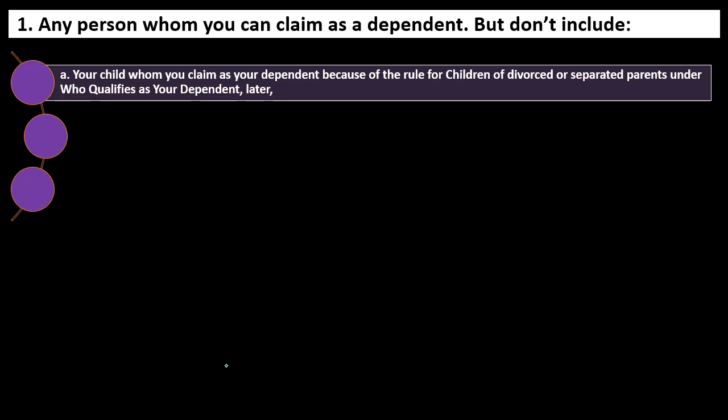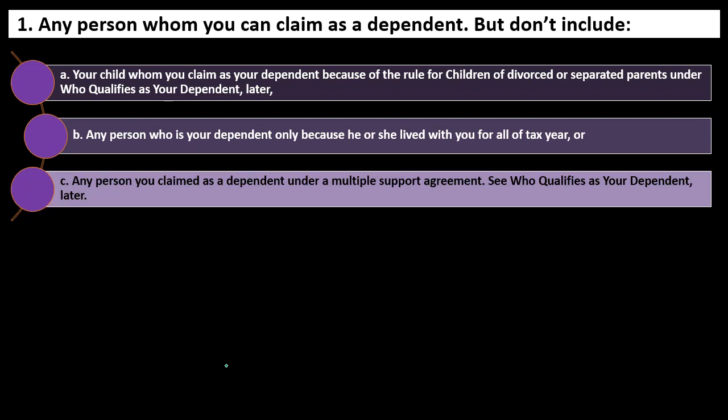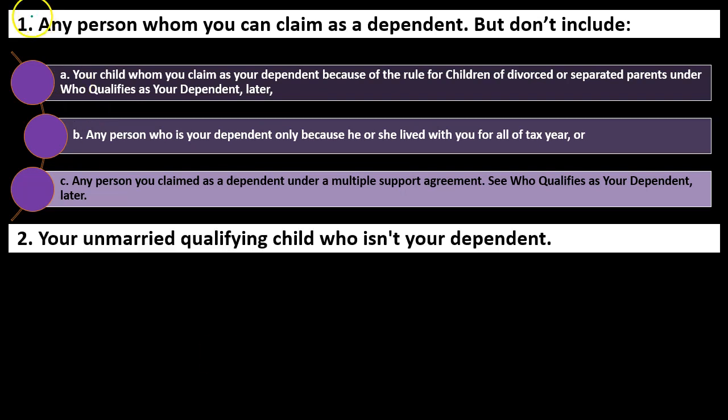But don't include, so anybody that's a dependent except: your child whom you claim as your dependent because of the rule for children of divorced or separated parents under who qualifies as your dependent later. Any person who is your dependent only because he or she lived with you all tax year, or any person claimed as a dependent under a multiple support agreement, see who qualifies as your dependent later. So number 1, general rule, anybody who is a dependent except for the exceptions here, and then people who are not a dependent may still qualify.